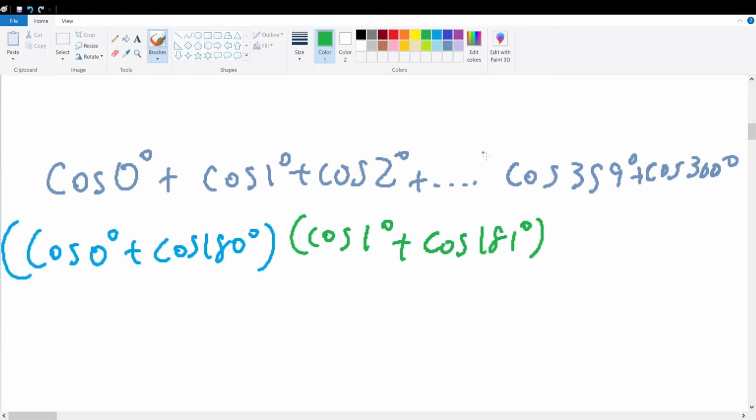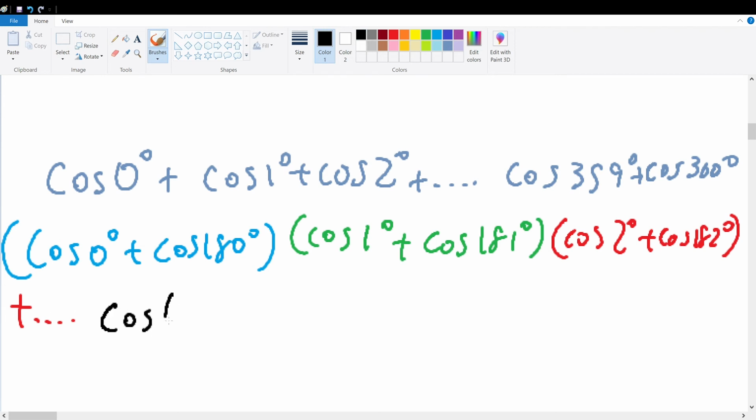I'm pretty sure you see where this is going. Then cosine 2 plus cosine 182 degrees together, and this goes all the way down until the last few terms. So we have cosine 360 at the end. Now there won't be a partner term here because remember we're just one term short.